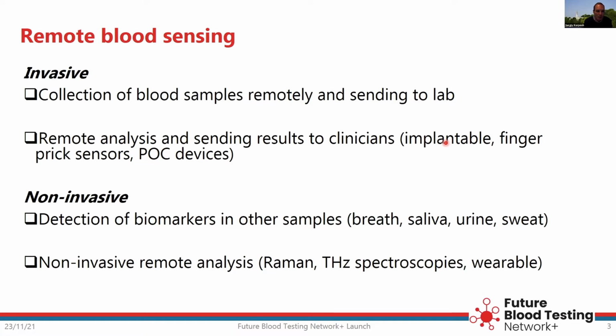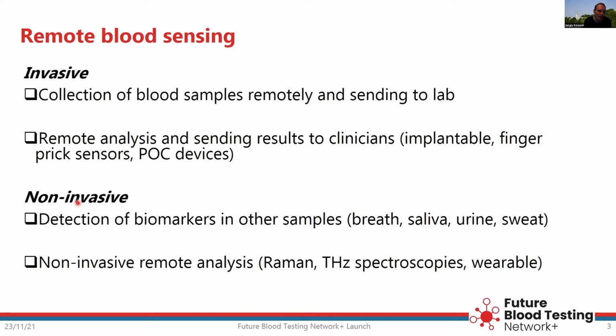And the second approach, where we have point of care devices, where sample collection and analysis is happening at home or a remote location, and then results are sent to clinicians for providing diagnosis or processing information. These different point of care devices can be implantable, for example, or the current sensors that many use, for example, glucose monitoring blood finger prick sensors.